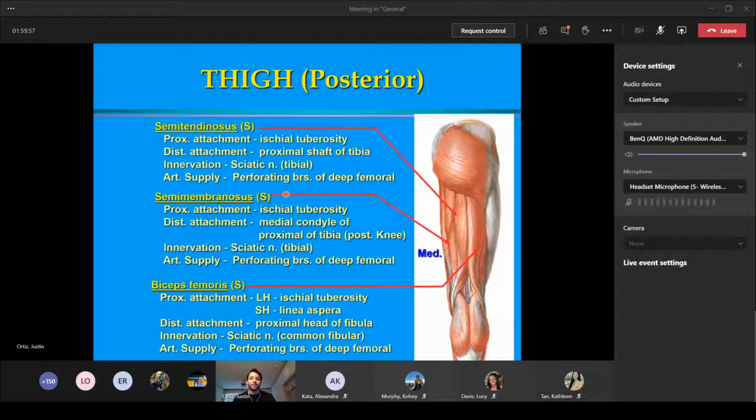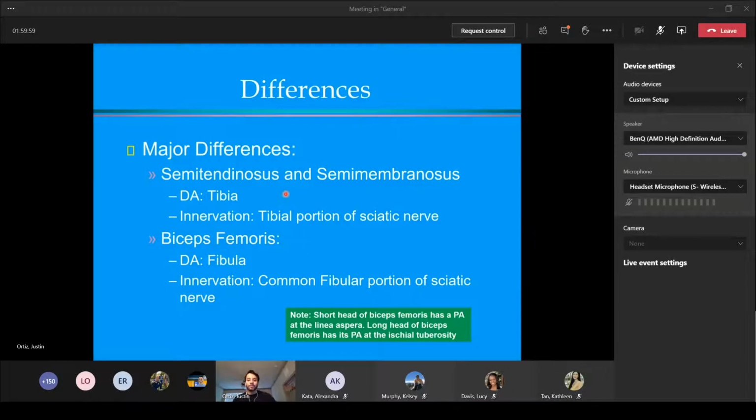The major differences between the hamstring muscles: the semitendinosus and the semimembranosus have their distal attachment on the tibia, which means they're going to be more medial, right? So they're more medial, and they attach around the tibia, basically. The innervation is going to be the tibial portion of the sciatic nerve, which makes sense. If we know where it goes, then we know it's the tibial portion of the sciatic nerve.